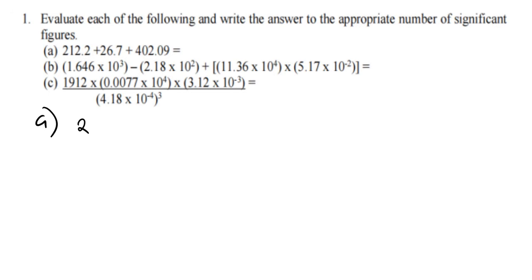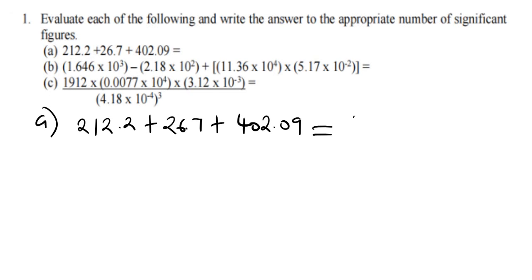So we've got 212.2 plus 26.7 plus 402.09. Now when I add those numbers on my end, I'm getting 641.09. You can pause the video to try out these numbers, so that you confirm.